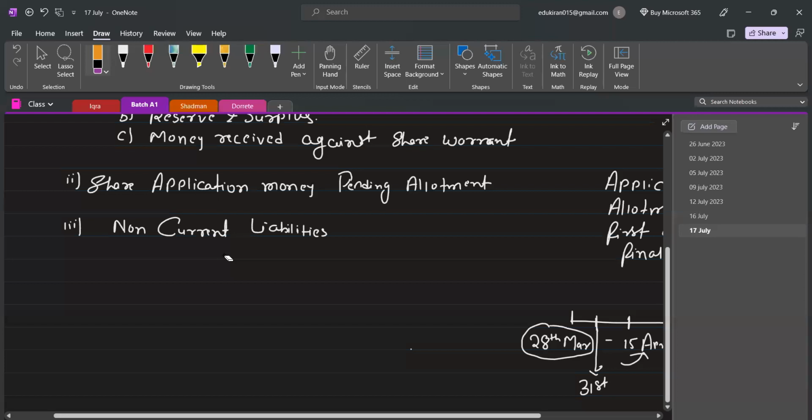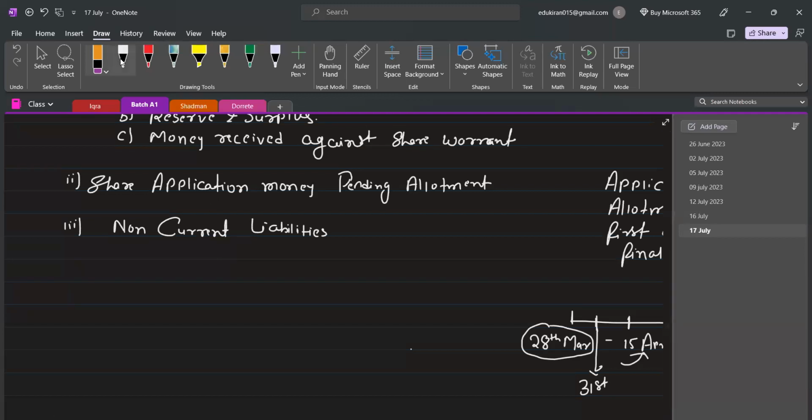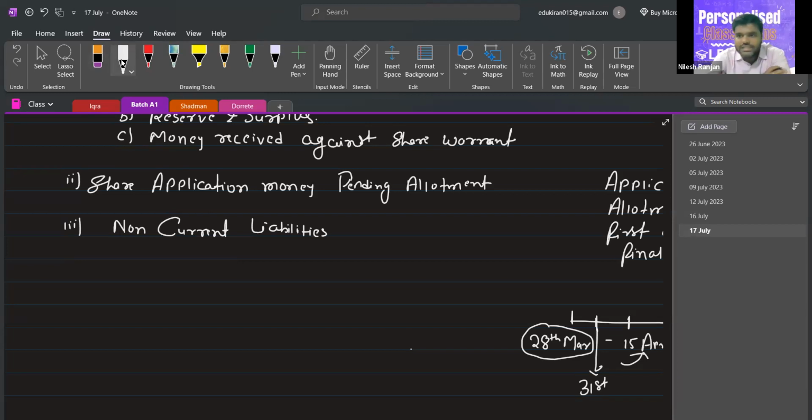Sir, classifications as in non-current liabilities and current liabilities. There are two types of liabilities. Same with the assets, non-current assets and current assets. So you know how to classify these liabilities and assets.